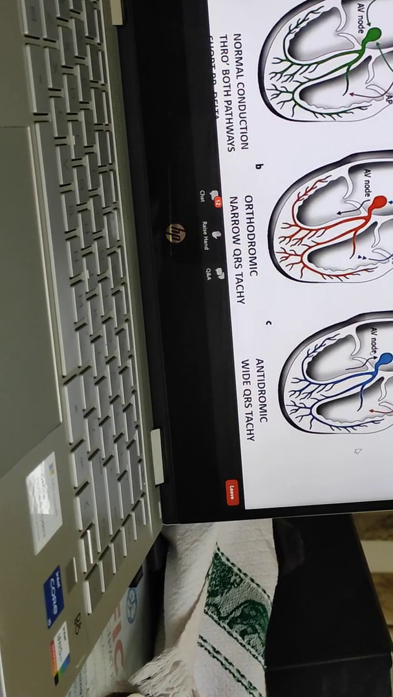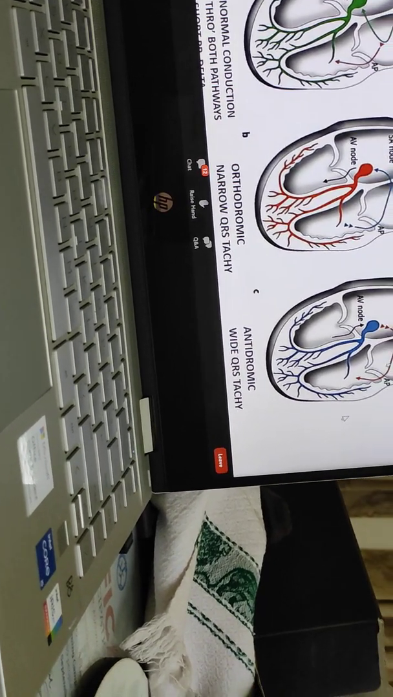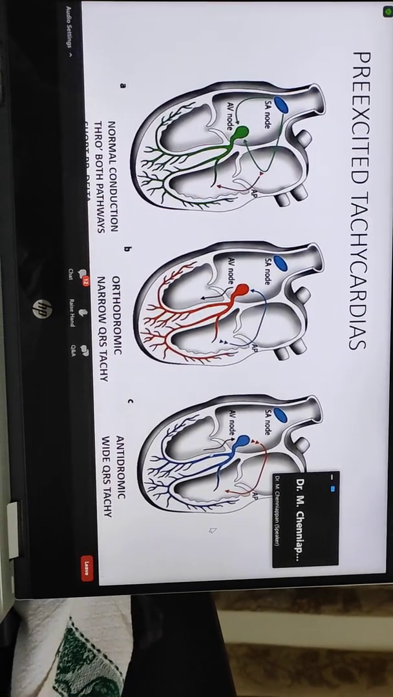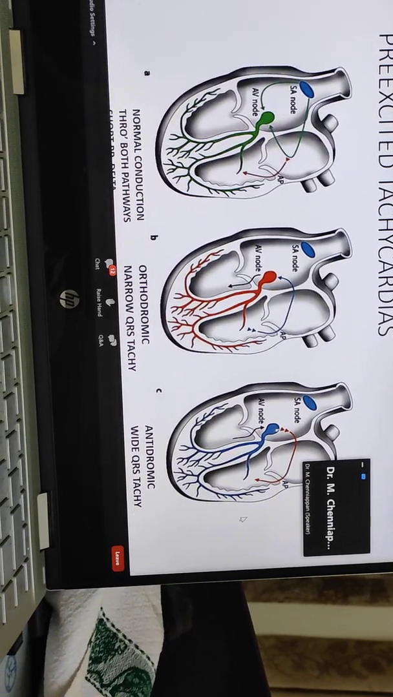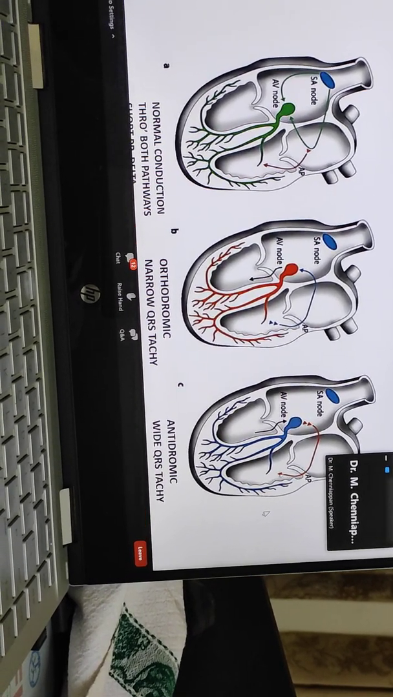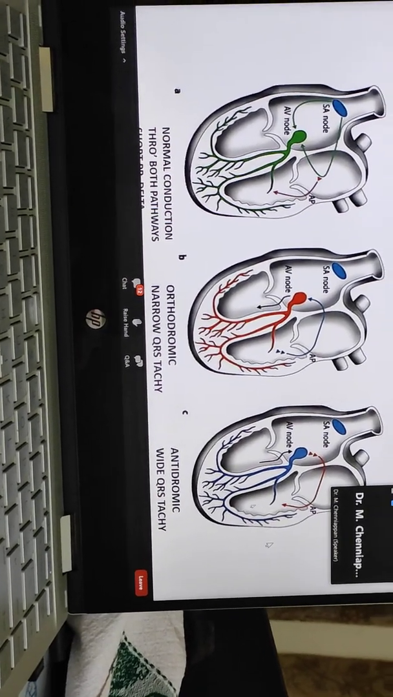Whereas in antidromic tachycardia, the re-entry circuit is opposite. Here, the antegrade conduction goes through the accessory pathway and retrograde conduction is through the normal pathway. Because the antegrade conduction goes through the accessory pathway, which connects to the muscle, the impulse goes into the muscle.